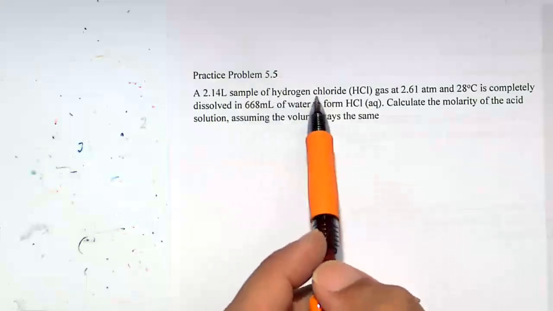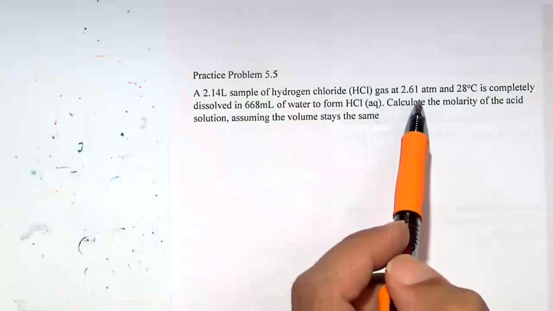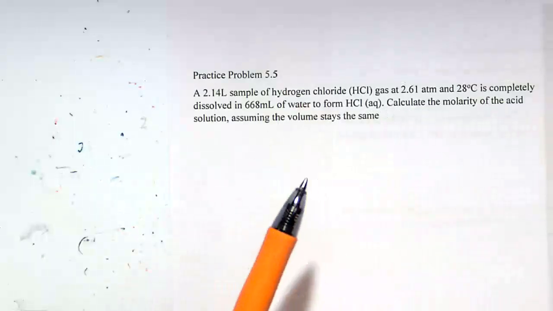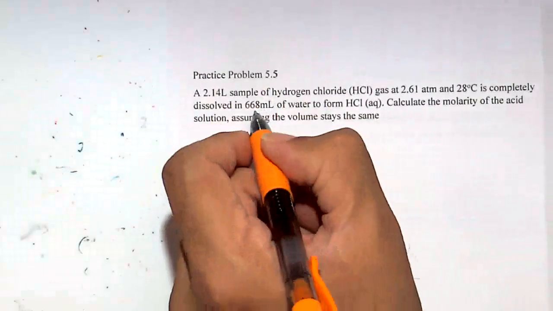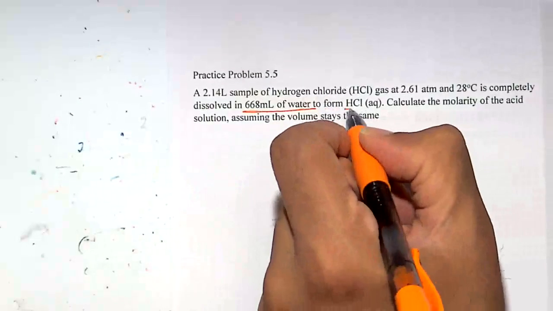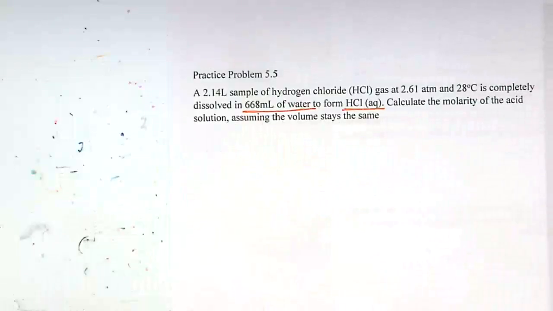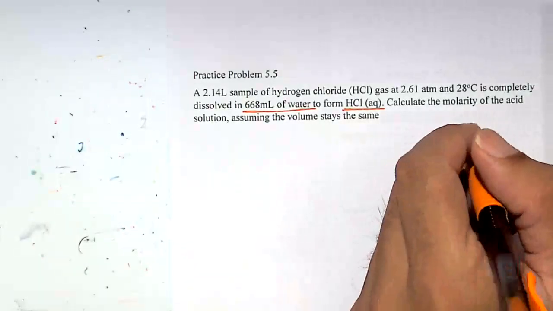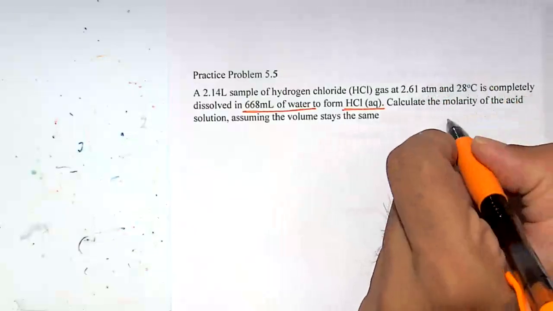All right. So another problem. A 2.14 liter sample of hydrogen chloride gas at 2.61 atmospheres and 28 degrees C is completely dissolved in 668 milliliters of water to form HCl aqueous. Calculate the molarity of the acid solution, assuming the volume stays the same.